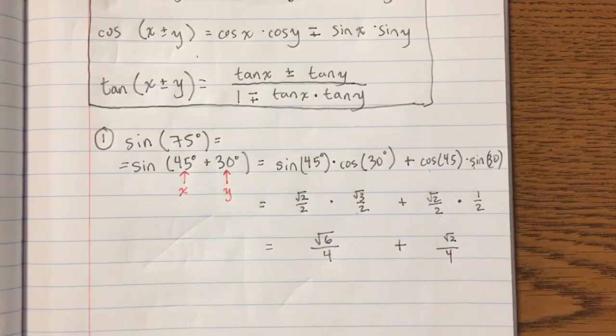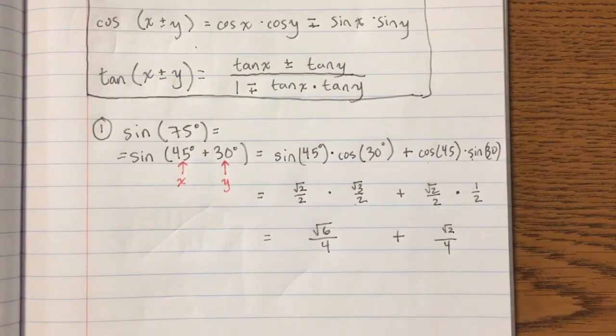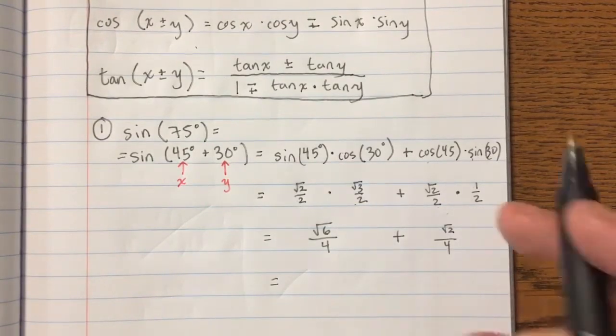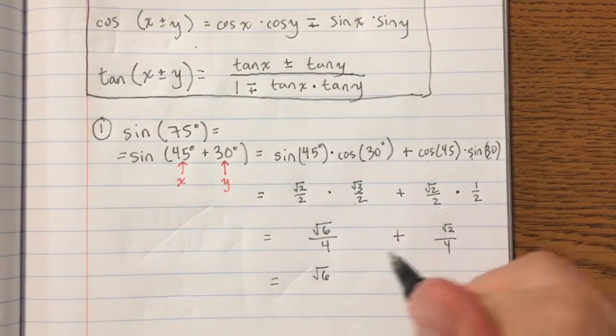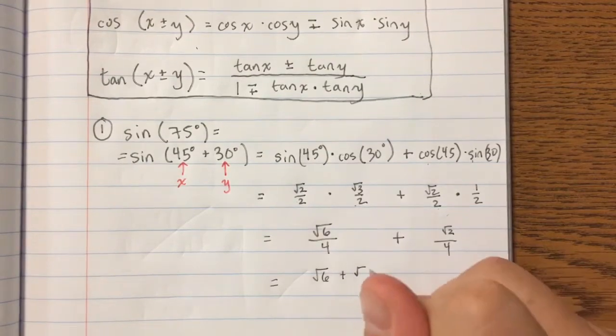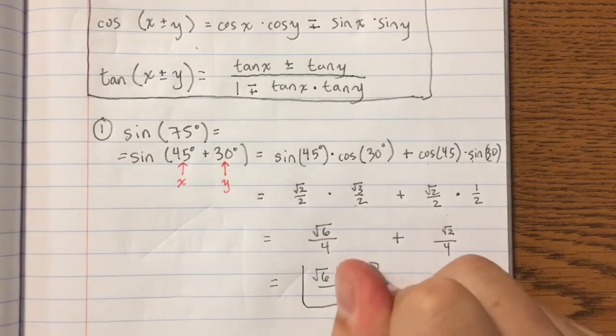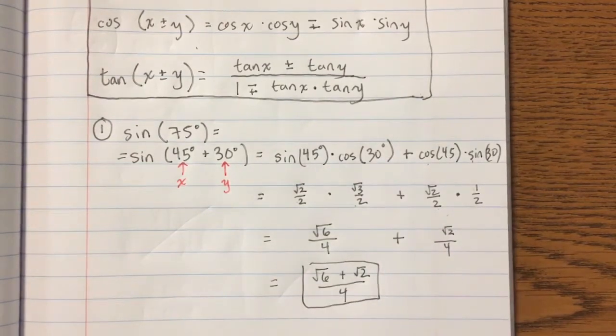Now I need to add the fractions. Luckily, we've got a common denominator, so we don't need to worry about that. So just add the numerators. Now these are not like terms, so I can't combine them. So my answer is just root 6 plus root 2 all over 4. And that's what sine of 75 equals.